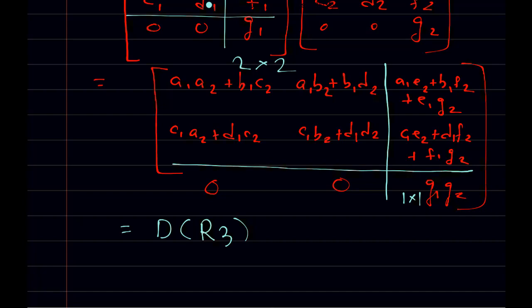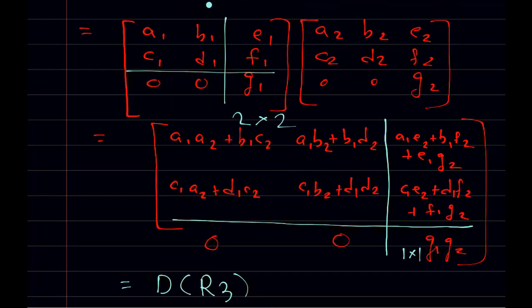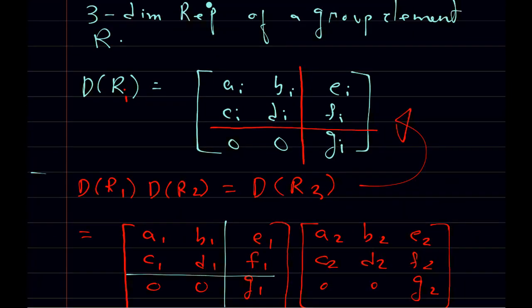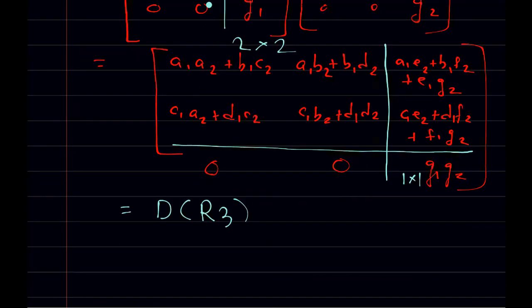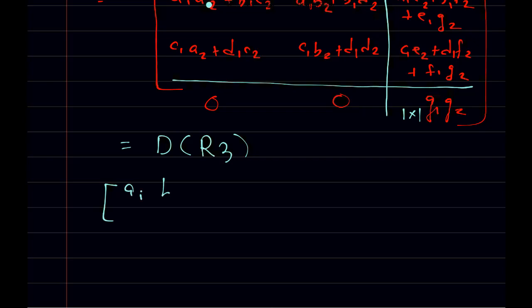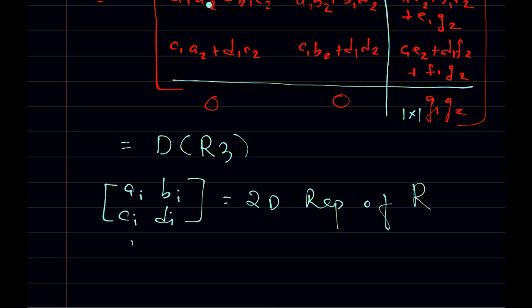So you see that there was a group of elements, and you were very lucky that you found a basis such that your group elements have a 3 cross 3 representation which is as simple as this. Why should I say this is as simple? Because the matrices A1, B1, C1 and D1 form the two-dimensional representation of R, and the last one, G1 G2 multiplication, turns out to be a one-dimensional representation of R.